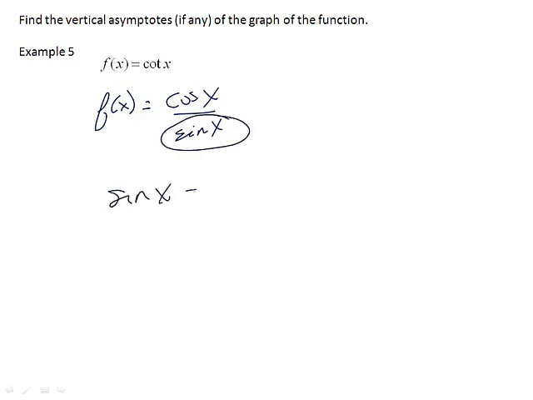So sine x equals 0. All right, so I'm going to go back to my good old unit circle.